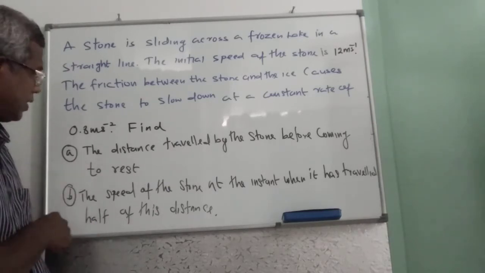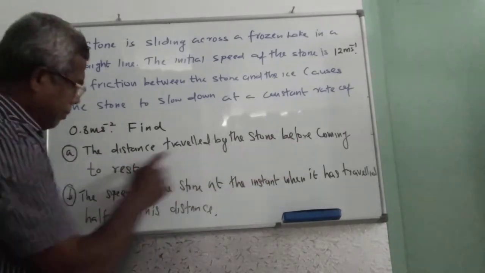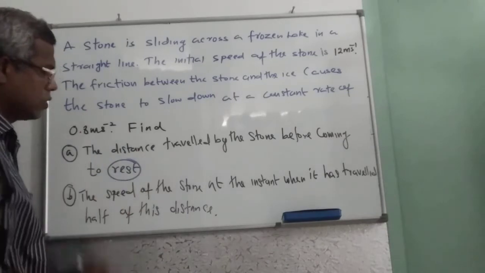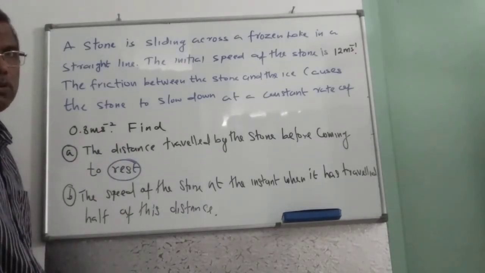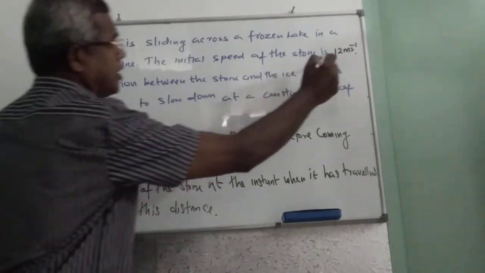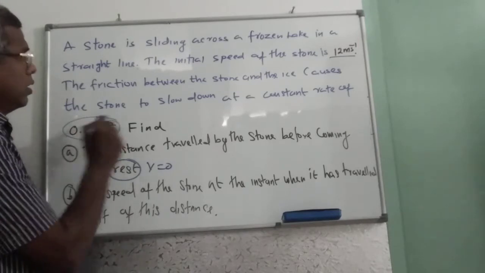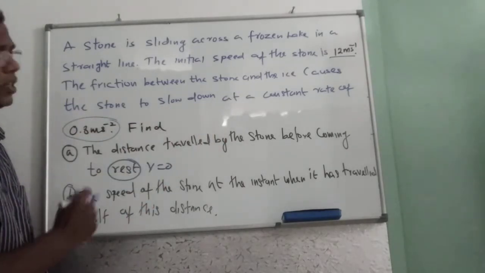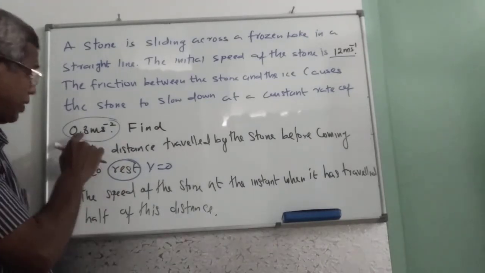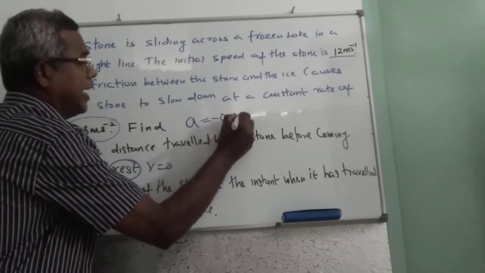Then the question asks for the distance traveled by the stone before coming to rest. When they mention before coming to rest, the final speed will be 0. The final speed is 0 over here, the initial speed is 12, and the speed is decreasing by 0.8, so the acceleration will be minus 0.8 m s^-2.